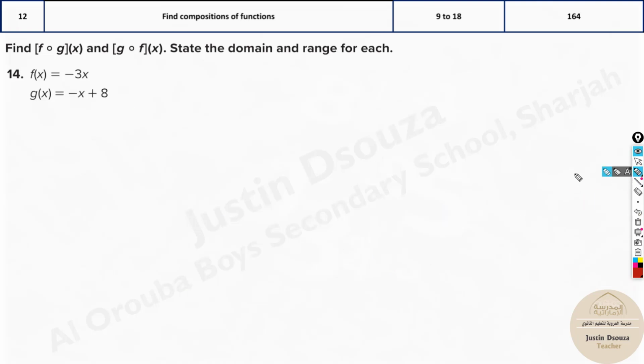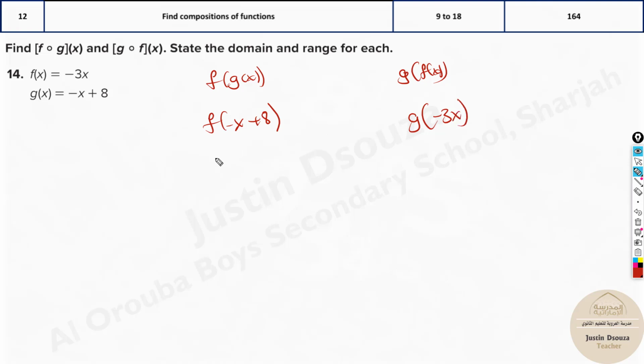And here now we will do this quickly. f of g of x. And over here g of f of x. Now what we do is, instead of x inside f we have to put minus x plus 8, and over here we have to put minus 3x. And what happens next? Here you need to see what is f of x. It is just 3 into x, right? But what you have to do is minus 3, instead of x you put minus x plus 8. This is the substitution. So minus 3, instead of this x we put whatever is there inside.